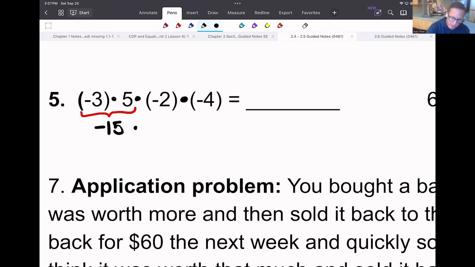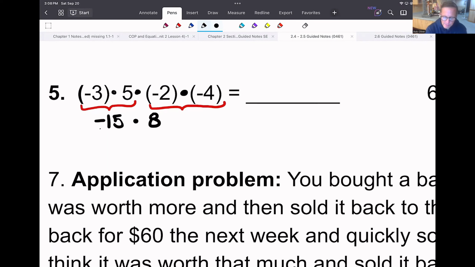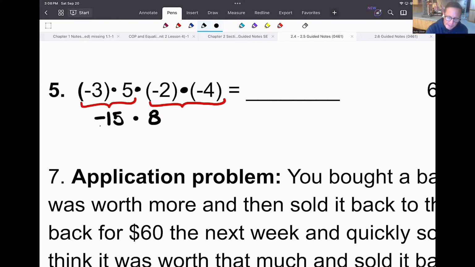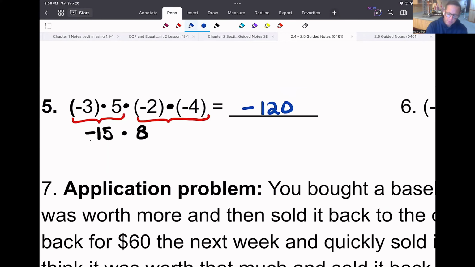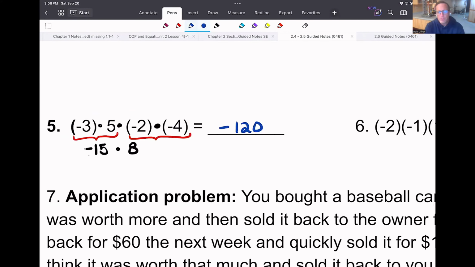-15. Here, and why don't we do it this way too? Multiply this. Now, a negative times a negative, that's a positive, right? So 2 times 4 is 8. That's positive 8. So what you have there is -15 times 8. -15 times 8 is going to be negative, all right, 120. So -120. All right, while we're on this problem, you might as well talk about it.